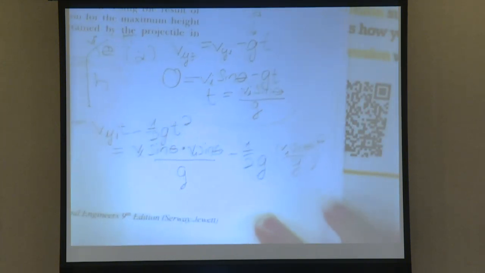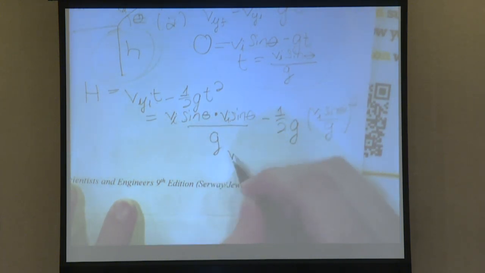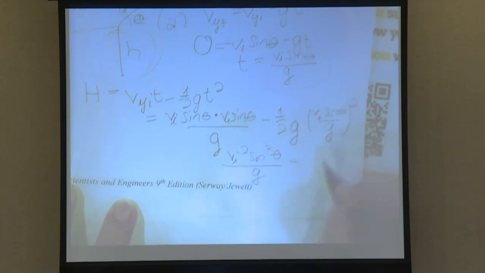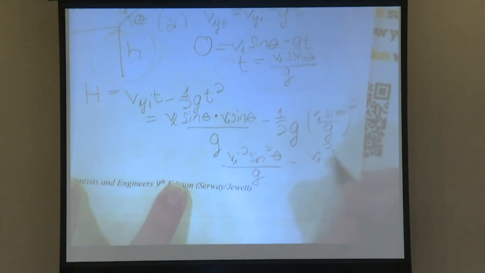When we solve for that, the first term is going to be vi squared sine squared theta over g. Then when we solve for this, one of the g's is going to cancel out with this g, so we'll have vi squared sine squared theta over 2g. Then when we subtract, we'll get vi squared sine squared theta over 2g.